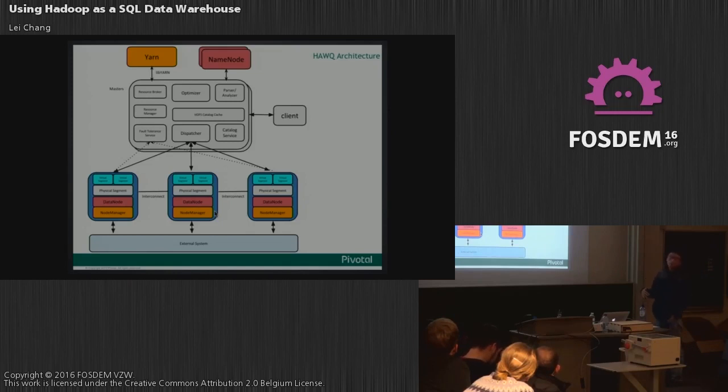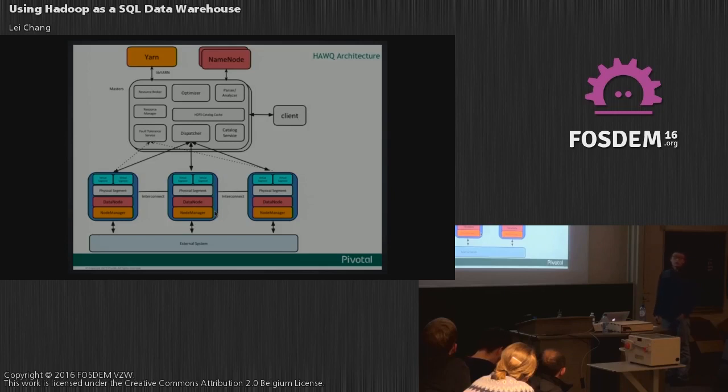The client can be PSQL, or it can be JDBC or ODBC or any other application. When a query comes, it first goes to the parser and analyzer. After the parser and analyzer, we get a query tree. Then the query tree is passed to the optimizer, and the optimizer will get an optimal plan for the query. After the query plan is calculated, it goes to the dispatcher.